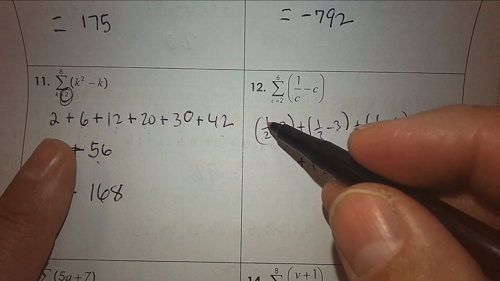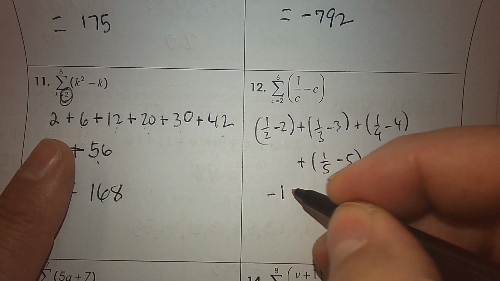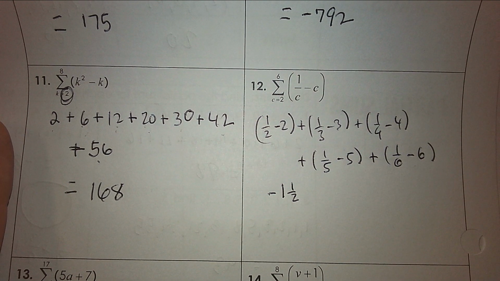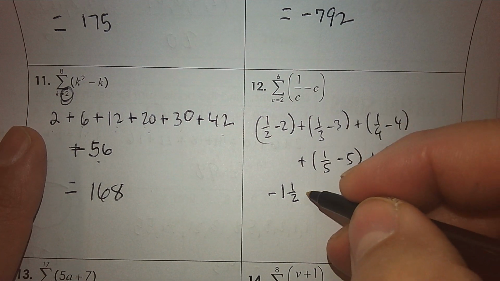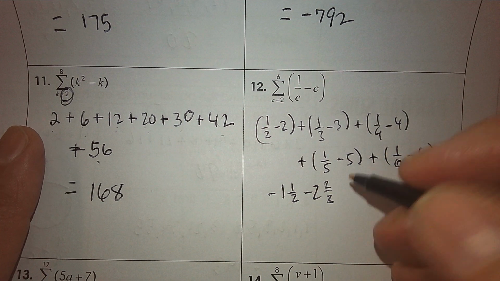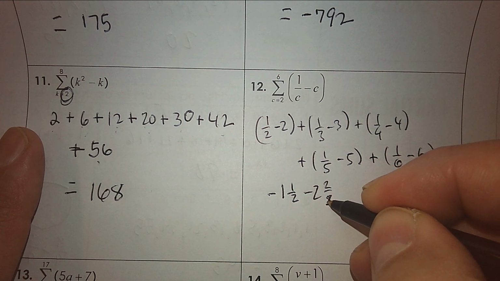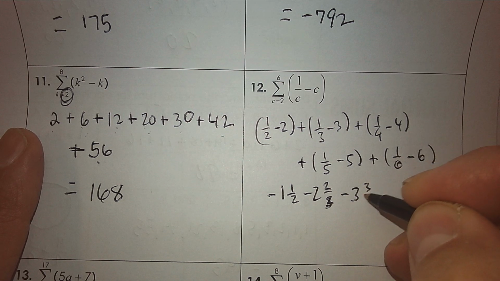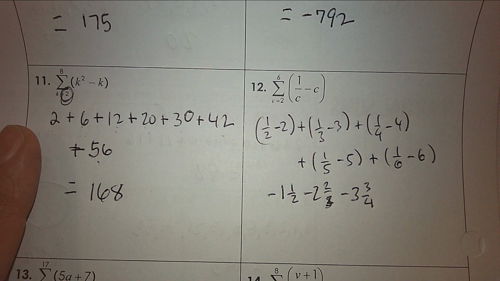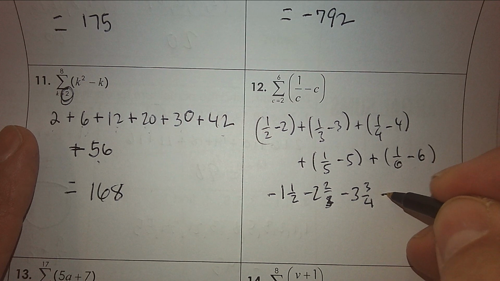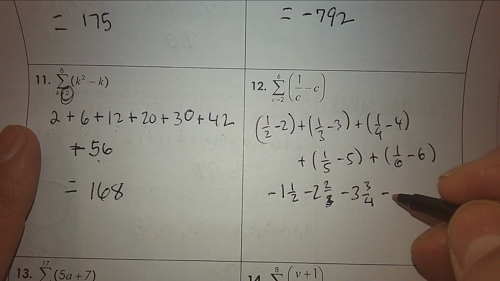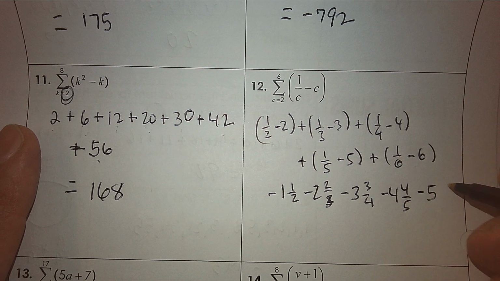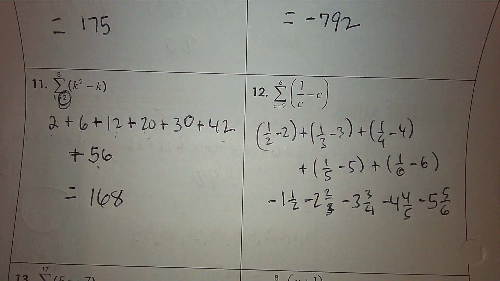So 1/2 take away 2 is negative 1.5. I don't have to write it as an improper fraction. 1/3 take away 3 is negative 2 2/3. Are you good with your number sense? 1/4 take away 4 is negative. Like, can you take away a quarter? Can you take away like 1/5? And the answer is negative. Can you take away 1/6? Anyway, do you see the pattern?